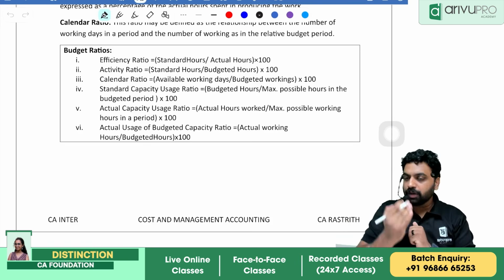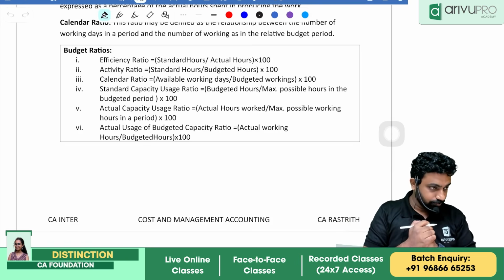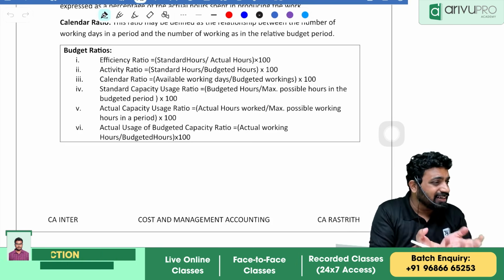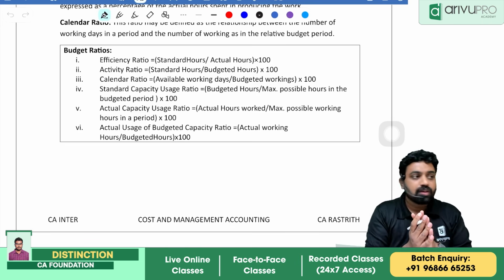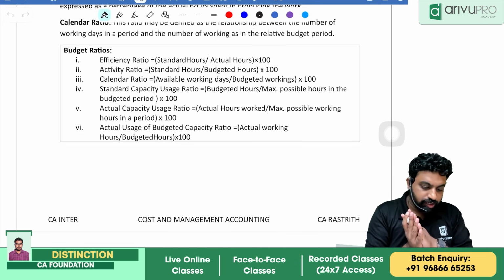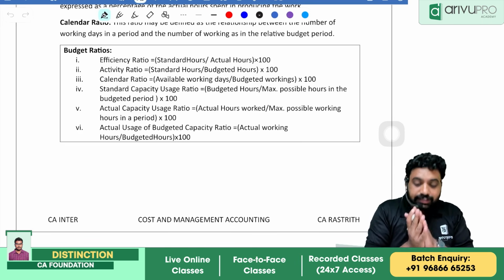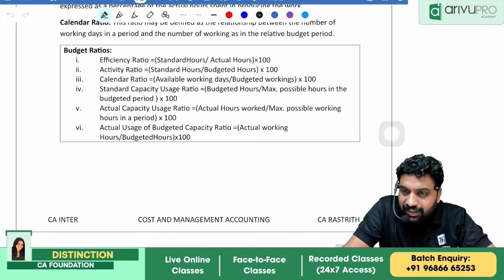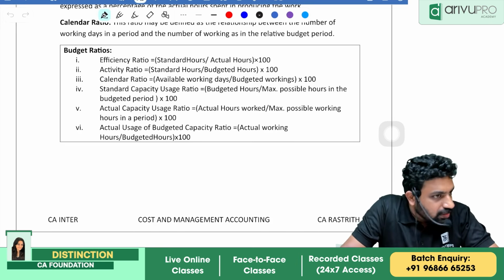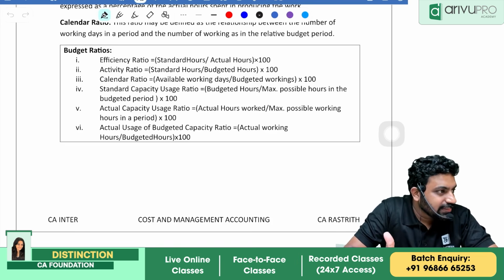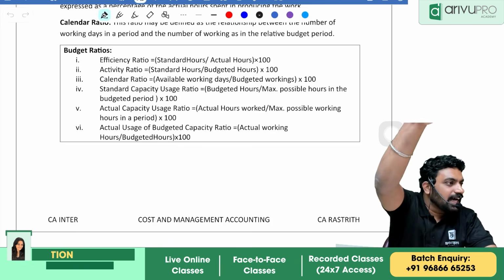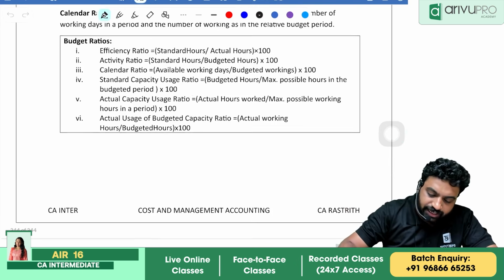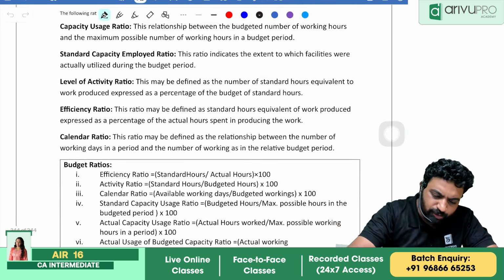What is the formula for the efficiency ratio? Standard hours by actual hours into 100. Efficiency, that is, hours wise, you will take standard hours by actual hours. I already gave you an example and I hope you remember that.